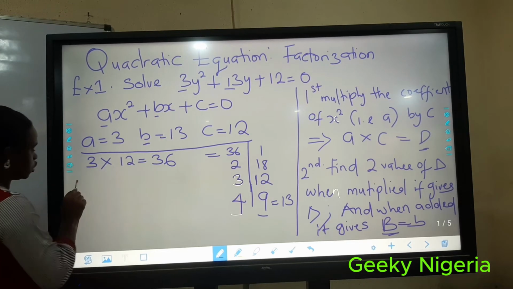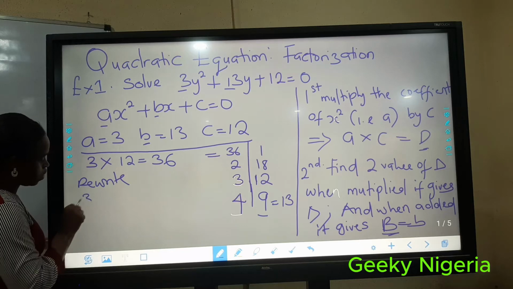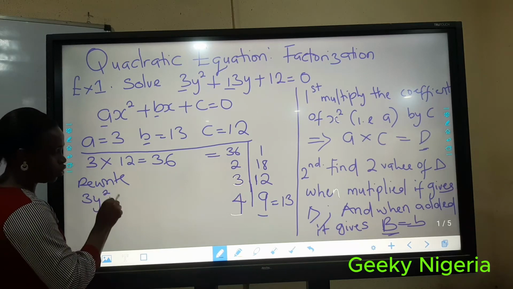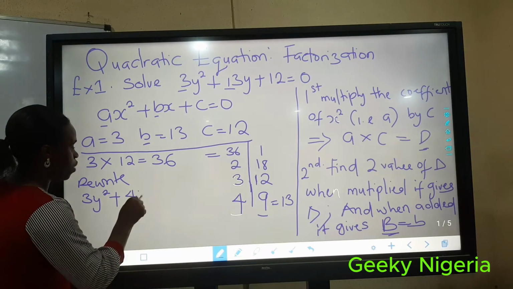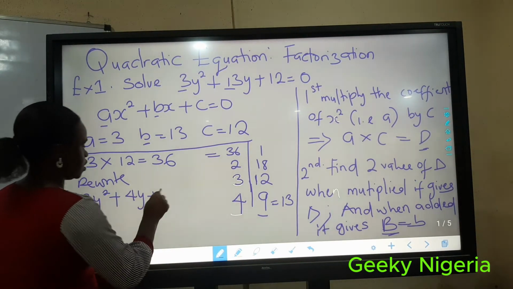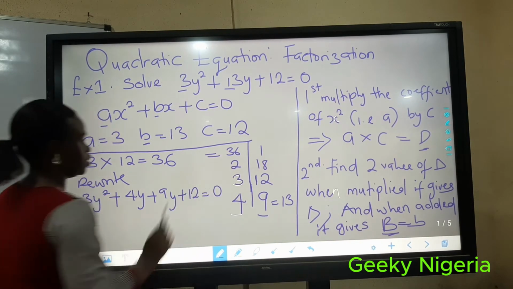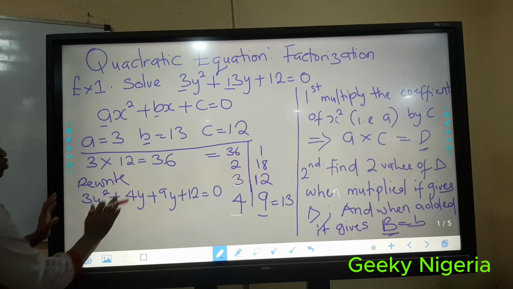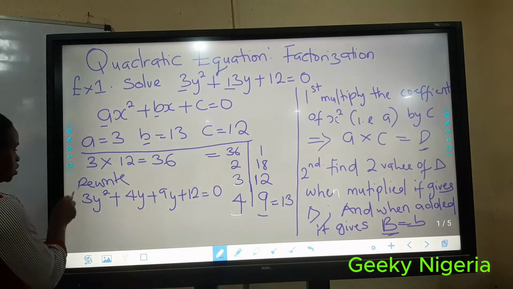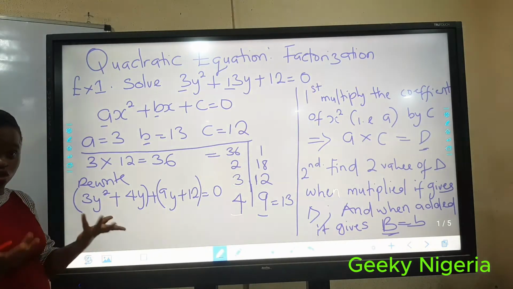So you come here and rewrite the equation as 3y squared plus, you can choose any one the way you want, 4y plus 9y plus 12 is equal to 0. You can put it in this order. In that case, we now try to group it. You can group this together and group this together. However, you can change the order and it will still work.